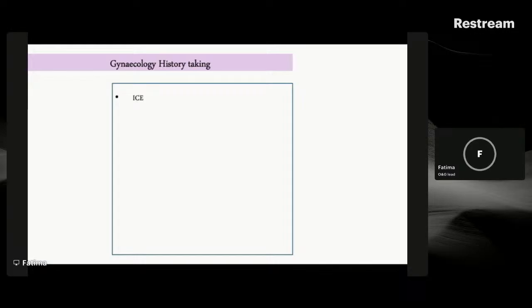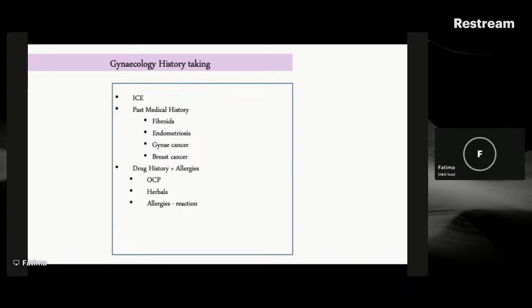You do the ICE, so ideas, concerns, expectations. Any past medical history, so that includes fibroids, endometriosis, gynae cancers, breast cancer. And then drug history, so that includes allergies as well. So oral contraceptive pill, have they had that in the past? And we did ask that in the contraceptive part. Any herbal remedies, any allergies, what kind of reaction they have to it.